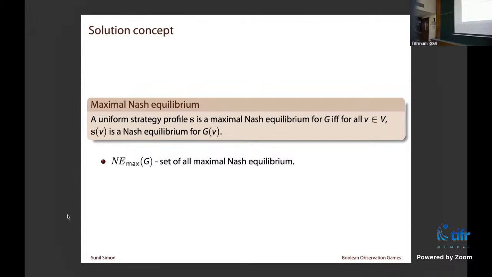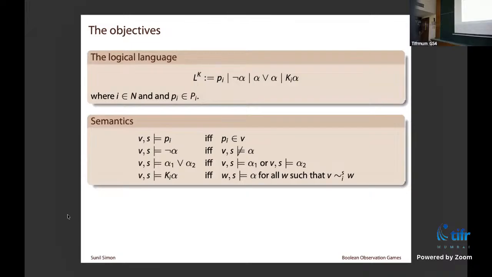Right. So now let me quickly tell you what the language is. The language is very simple. It's almost like Boolean. This is the part where it only depends on the valuation. But then I'm adding epistemic operators, which are called knowledge operators. So Ki of alpha essentially says that agent i knows alpha.